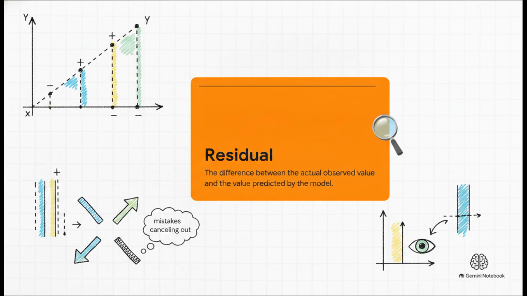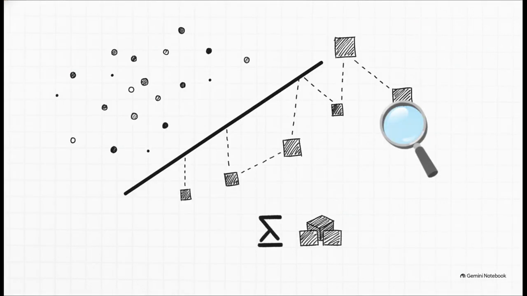It's literally the gap between reality and the prediction. Now, if we just took all these errors and added them up, the positive errors above the line and the negative errors below the line would actually cancel each other out, which would make the model look perfectly accurate when it definitely isn't. To solve this, we use the method of least squares. Instead of just adding the errors together, the algorithm squares them first. This is incredibly clever because squaring the numbers turns all the negative errors into positive ones, so they completely stop canceling each other out. Better yet, squaring heavily penalizes the really large mistakes.